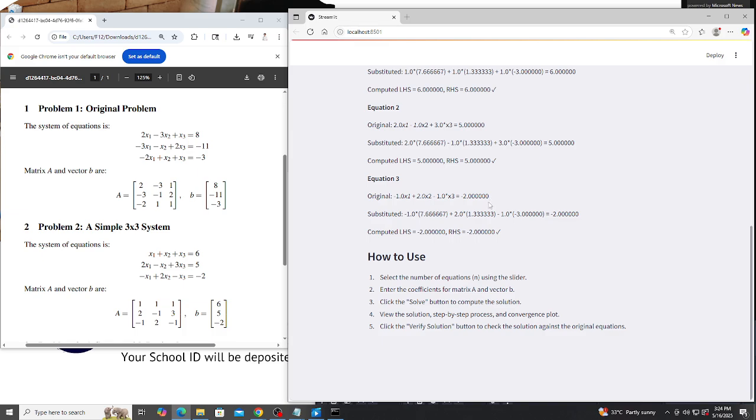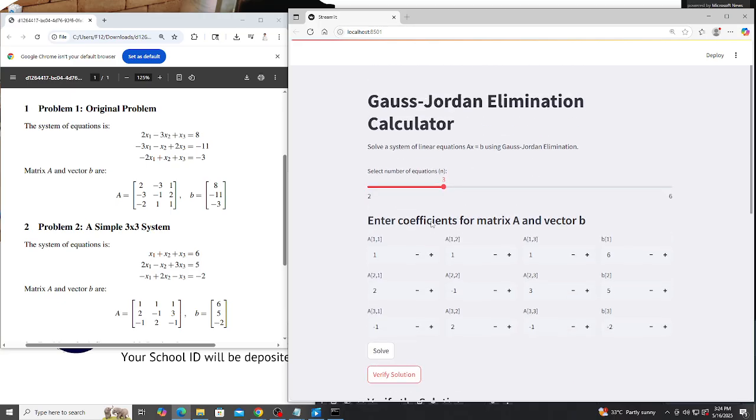At the last part of the calculator, here is the basic instruction on how to use the calculator. And that concludes my demo of my Gauss-Jordan elimination calculator.